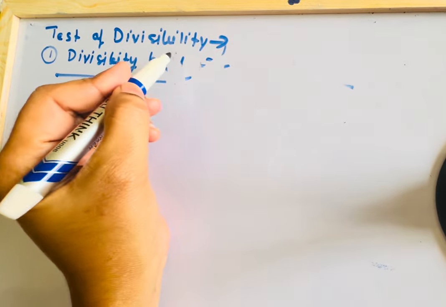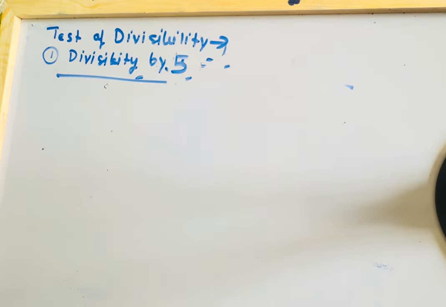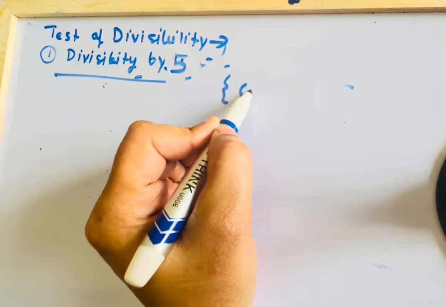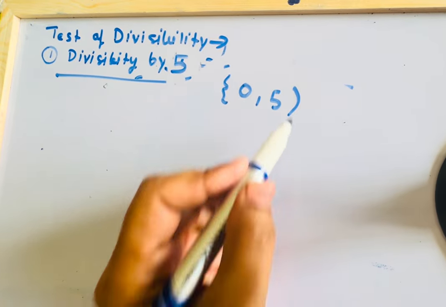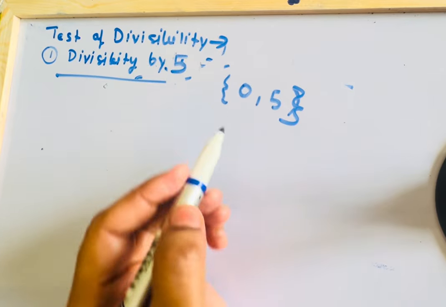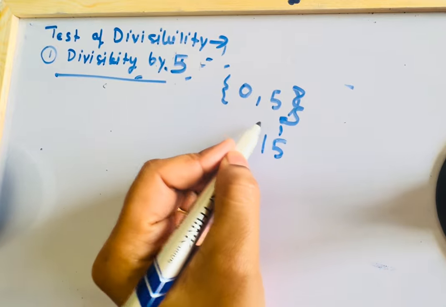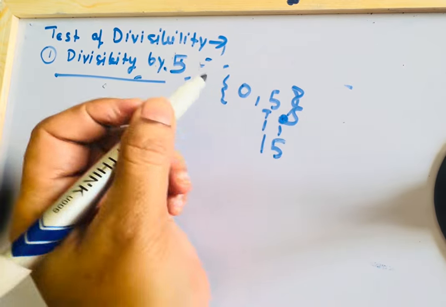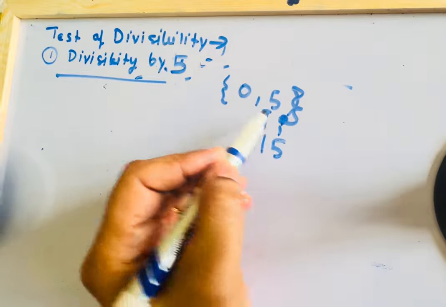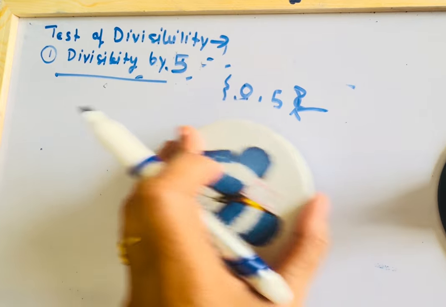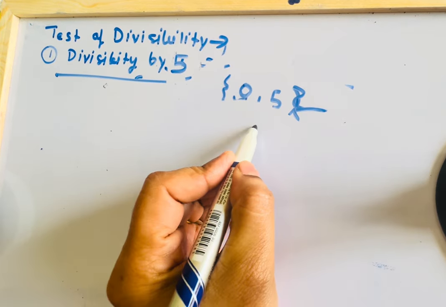Now, if any number is given, how do you check whether that number is divisible by 5 or not? If the one's digit is 0 or 5, it means that number is divisible by 5. For example, 15. This is the ones place. This is the tens. The one's digit is 0 or 5. It means that number is divisible by 5.